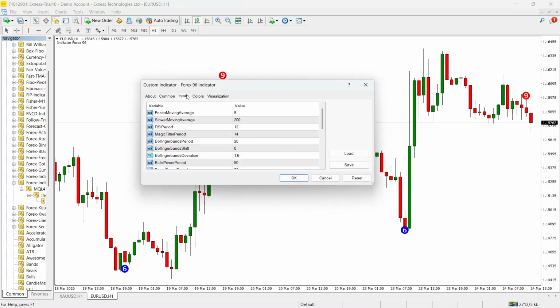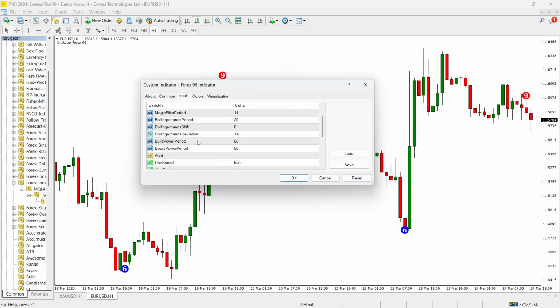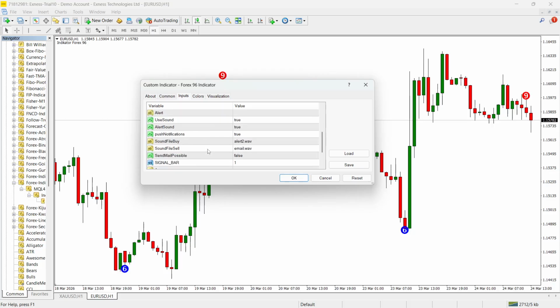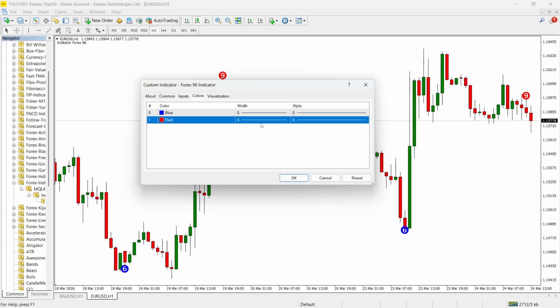As for the indicator settings, let's see what we have. So our customizable parameters include the faster moving average, slower moving average, RSI period, magic filter period, Bollinger Bands period, and the rest of them. We also have options to set alerts, as well as how the alerts come in and how they sound. We have the signal bar, arrow, high, low, distance. They're all here and they're customizable, so they suit your preferences. You can also change the colors of the circles as they appear on the chart, so they stand out clearly with your underlying MT4 chart theme.